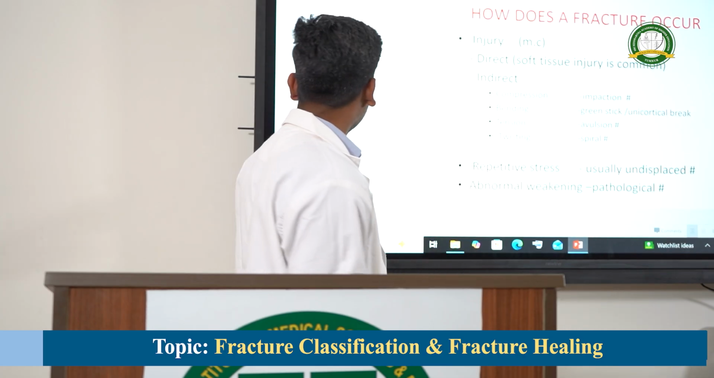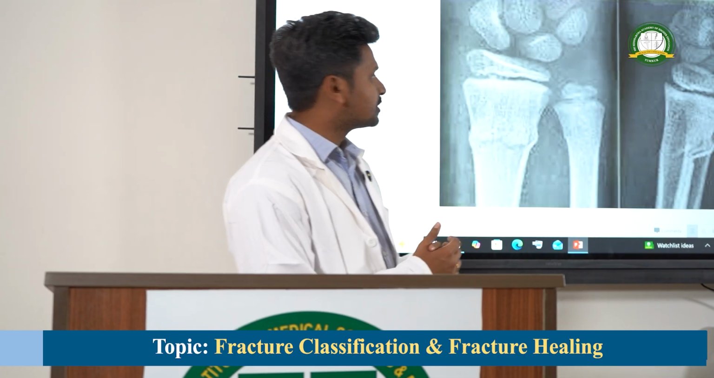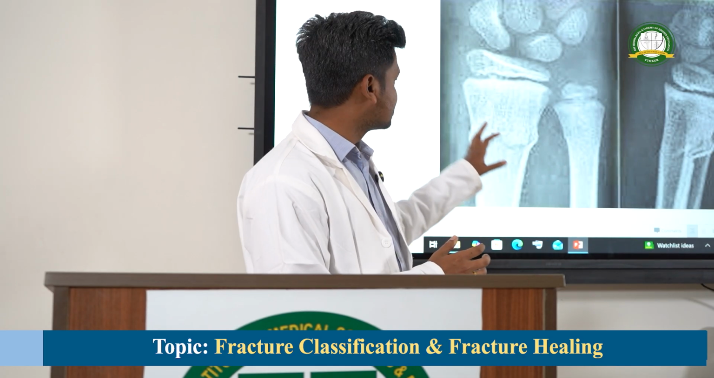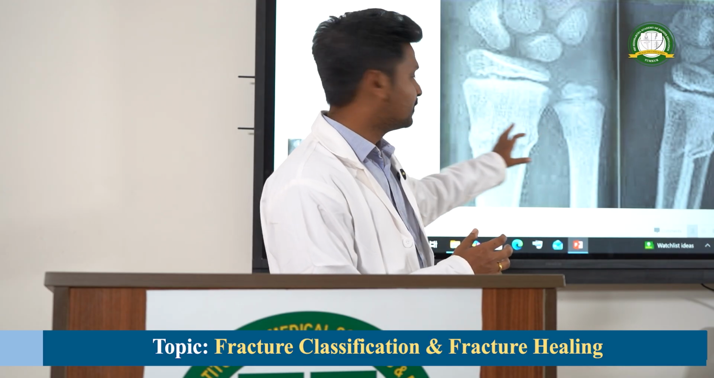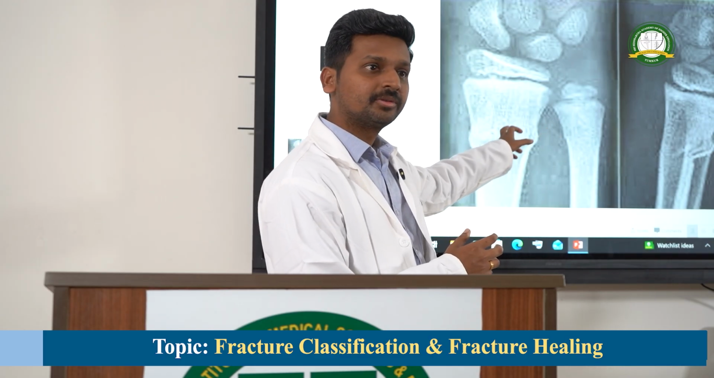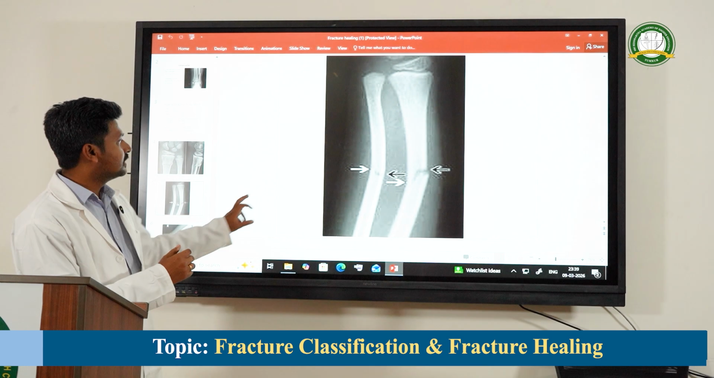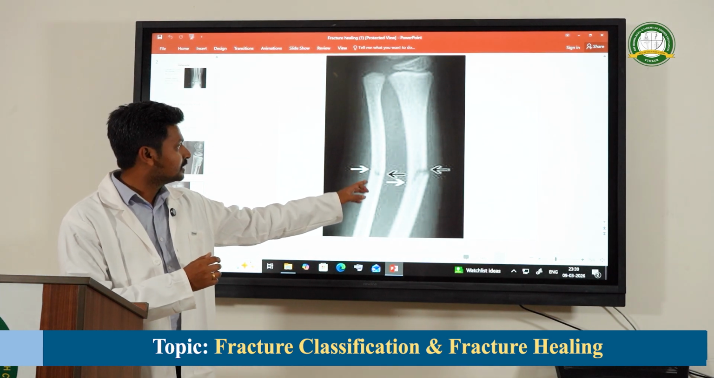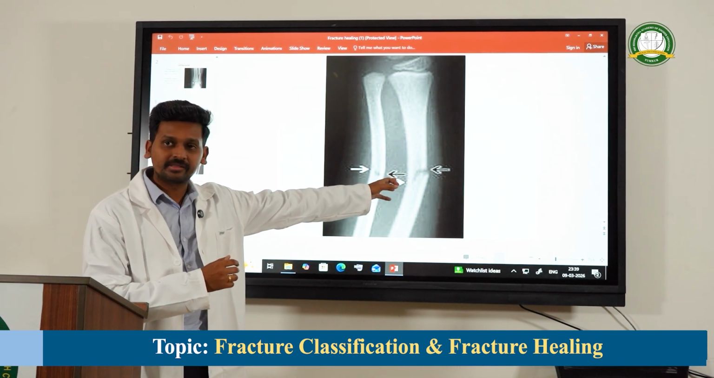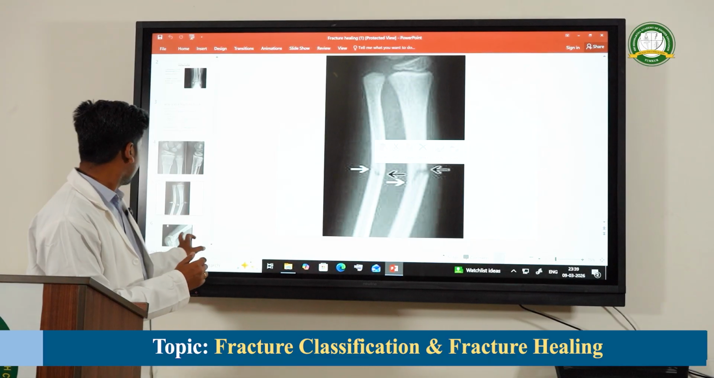Here are a few examples. This is due to a compressive force in a pediatric age group. This is the distal end of the radius and ulna. We see a fracture line here, caused due to compressive force. And this is a bending force. There is a fracture on one side, whereas the other cortex is intact.